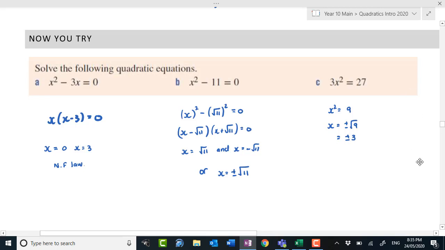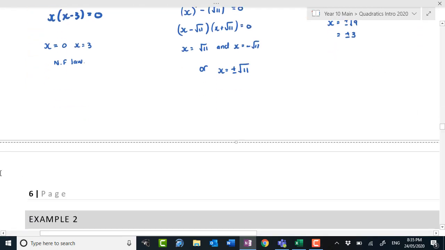And finally, I've just divided both sides by 3, so it gives me x squared equals 9. Taking the square root of both sides, though, we're going to have to account for the fact that there's going to be a positive and a negative solution. So plus minus the square root of 9 is plus minus 3. So there's two solutions there.